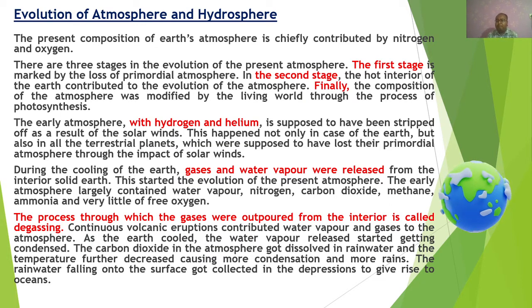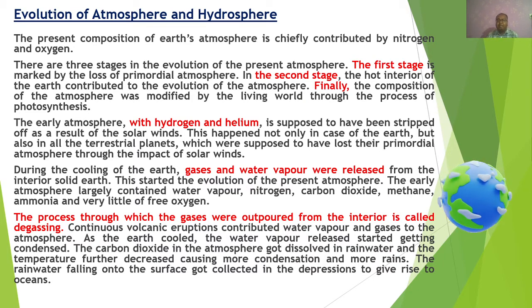During the cooling of the Earth, gases and water vapor were released from the interior solid Earth. This started the evolution of the present atmosphere. The early atmosphere largely contained water vapor, nitrogen, carbon dioxide, methane, and very little free oxygen. The process through which the gases were outpoured from the interior is called degassing. That means taking away of the harmful gases.